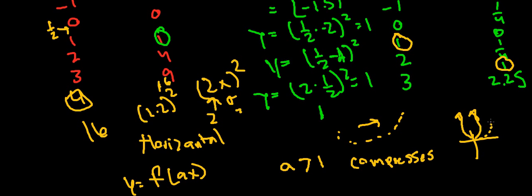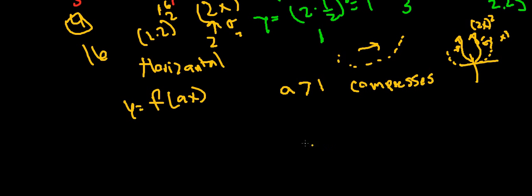So if this is the normal one, so if this is just x squared and this is 2x squared, it is being compressed inwards. So that's why we say when we're dealing with horizontal stretching and compressing, when a is greater than 1, it compresses. And then when a is in between 1 and 0, it stretches it. And we'll see that when we graph this next example.